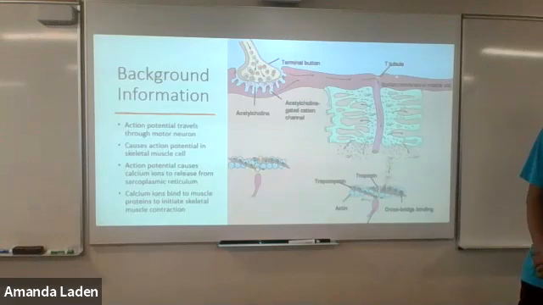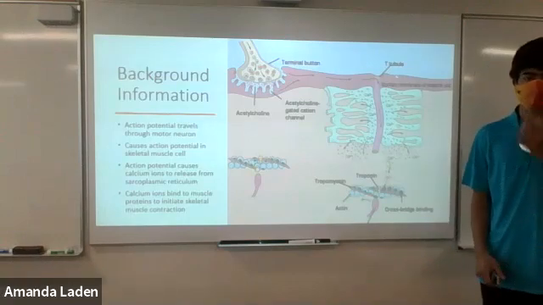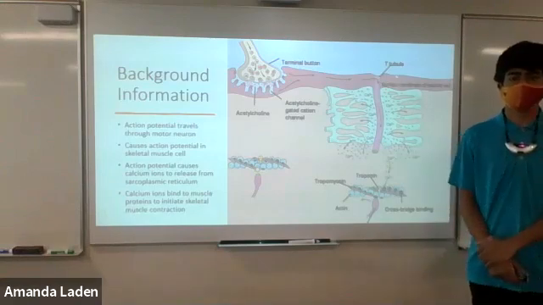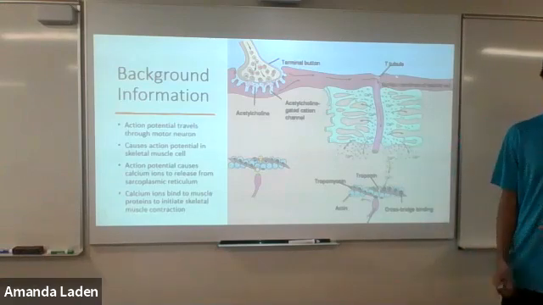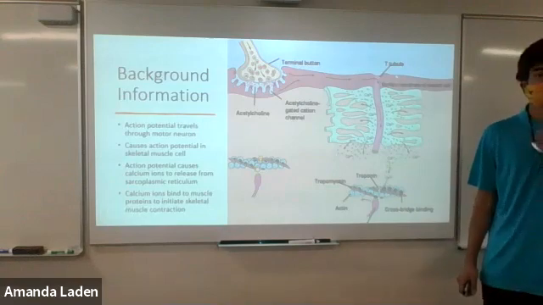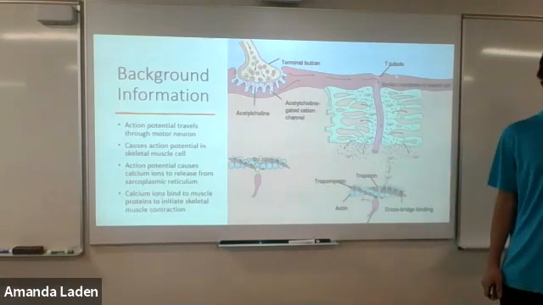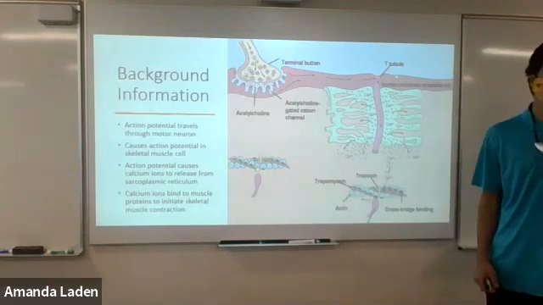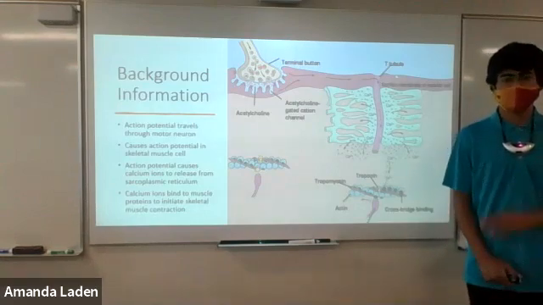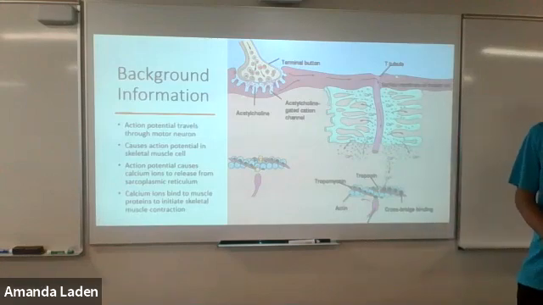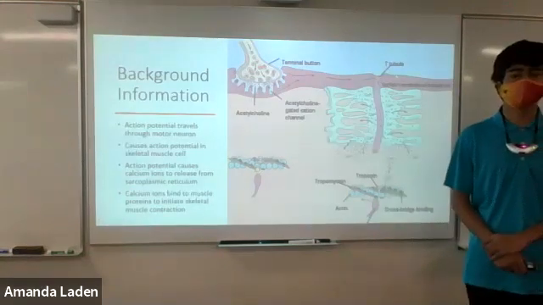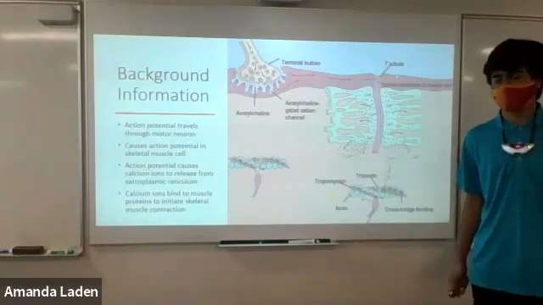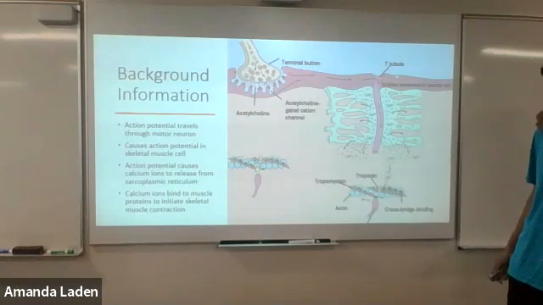So first, an action potential travels down a motor neuron and reaches a muscle cell, in this case, a skeletal muscle cell. It causes an action potential in the skeletal muscle, which will then lead to calcium ions being released from a structure within the cell known as the sarcoplasmic reticulum. This calcium will be released and bind to muscle proteins, which will initiate the skeletal muscle contraction. On the right, you can see a diagram of this process.